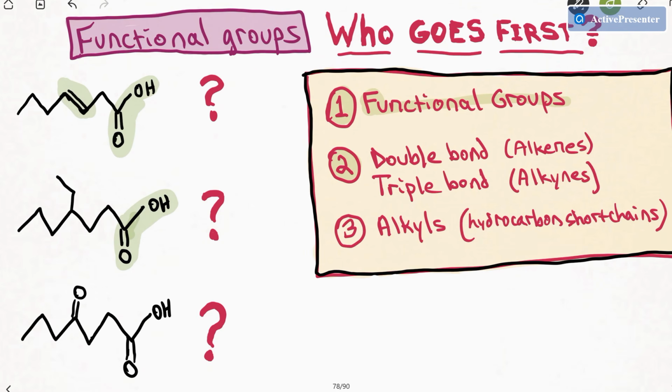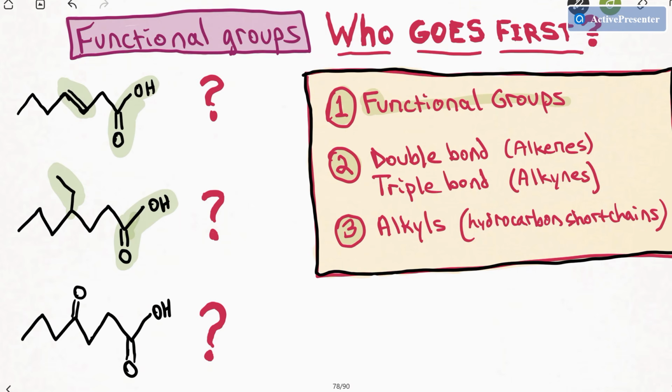And then after any doubles and triple bonds you may have, we turn to the alkyls, which is this ethyl group right here. So this ethyl group is going to be third in priority of getting a low carbon number, only after the doubles and triple bonds and after functional groups like this carboxylic acid.